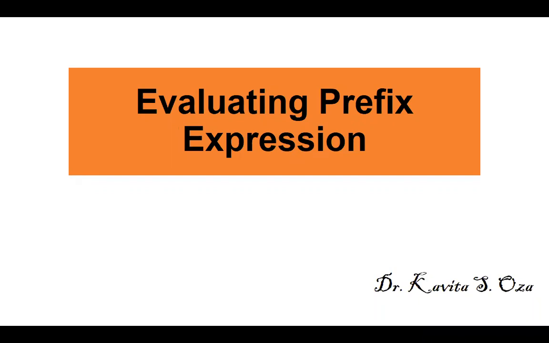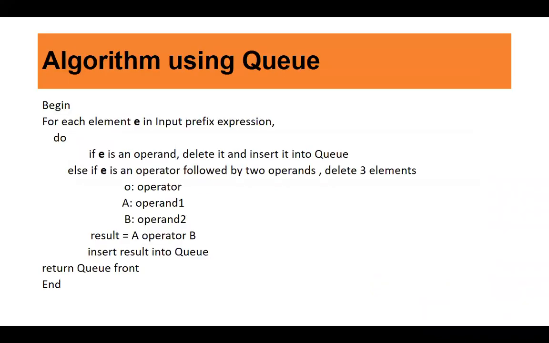In the previous lecture we saw about queue as an abstract data type, and one of the applications we spoke about is evaluation of prefix expression. Of course, I'll be telling you two methods of evaluating a prefix expression. One will be using queue data structure, another one will be using stack data structure. So let us look first at how to evaluate it using queue data structure.